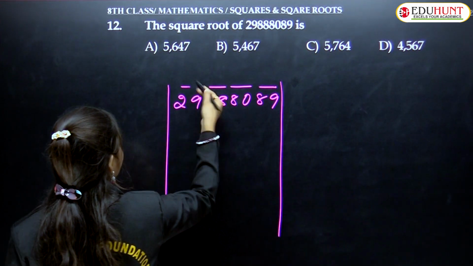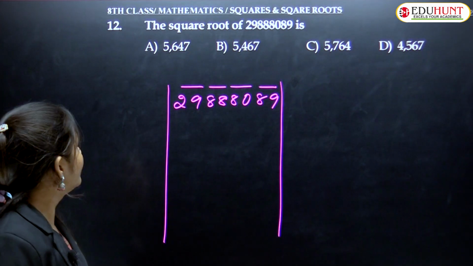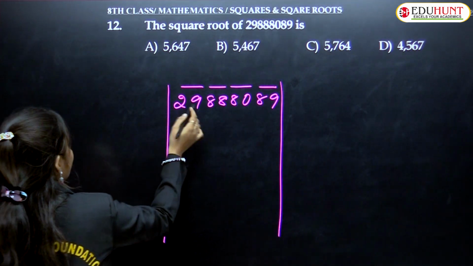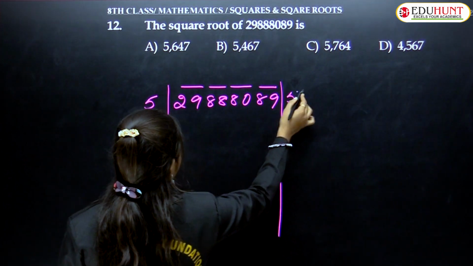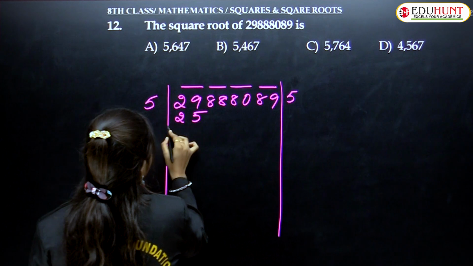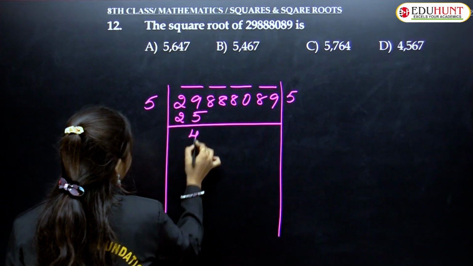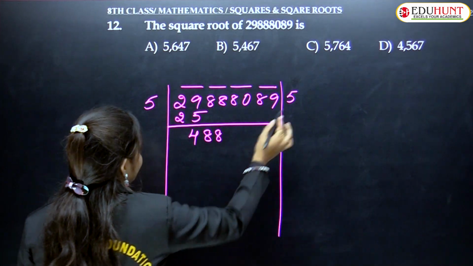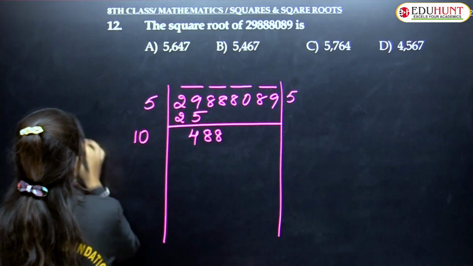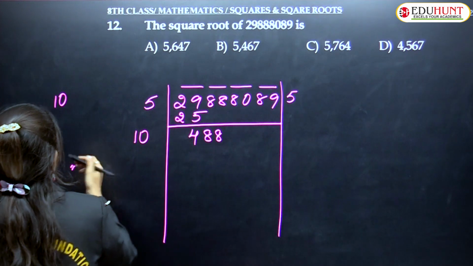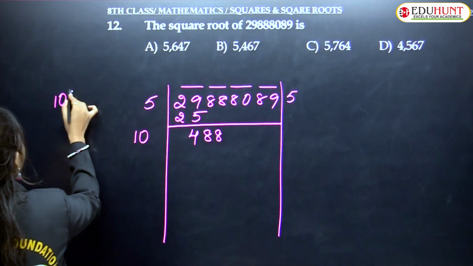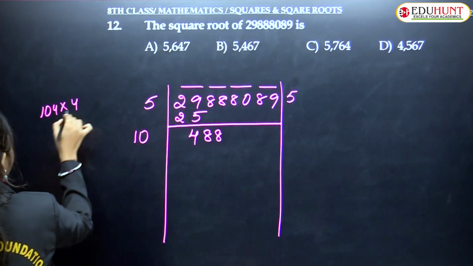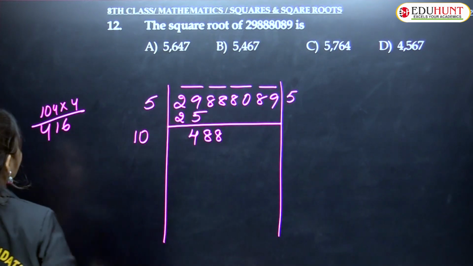See here, 2, 2, here 2, here 2. So 29 is not a perfect square. The nearest perfect square less than 29 is 5 squared, 25. So the leftover, 29 minus 25, is 4. Drop down that 88. Next, double of 5 is 10, and the same number we have to keep. 8 means that is more. So 104 into 4: 4 4s are 16, 4 1s 4.